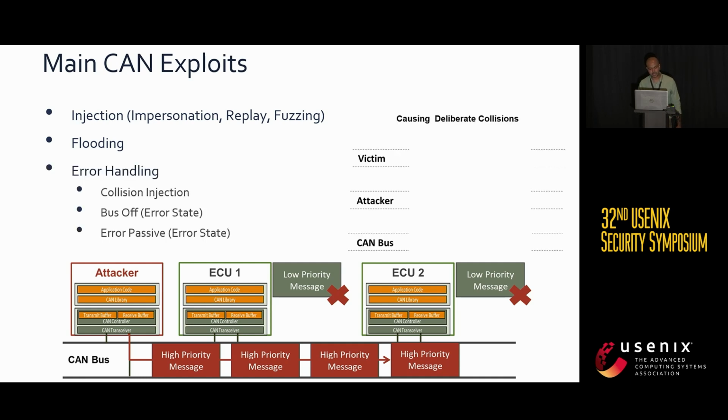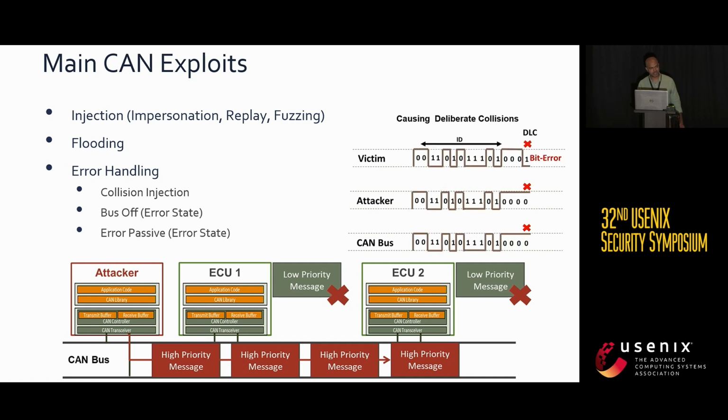Another group of attacks is error handling attacks, whose building block is injecting deliberate collisions by sending another message with the same ID as a victim's message at the exact same time. Now, this technique could be used to stop the transmission of messages or to push the victim to specific error states and achieve various goals, such as disconnecting ECUs from the bus, identifying message sources, mapping the network, or evading detection by certain intrusion detection systems.